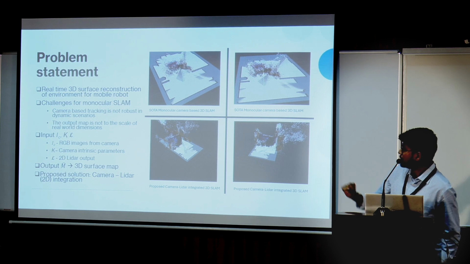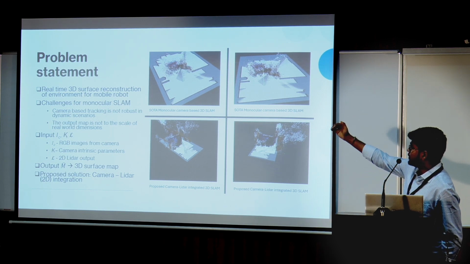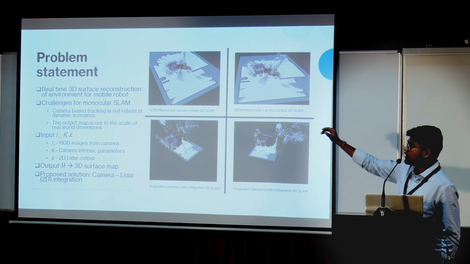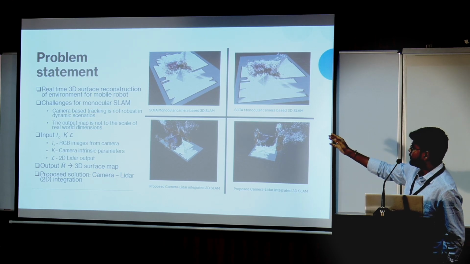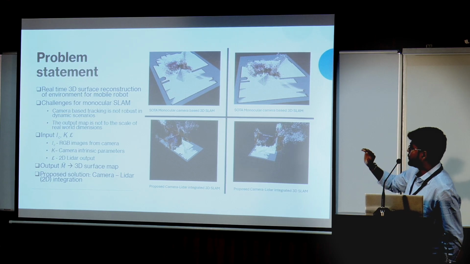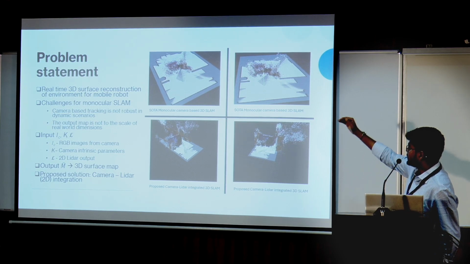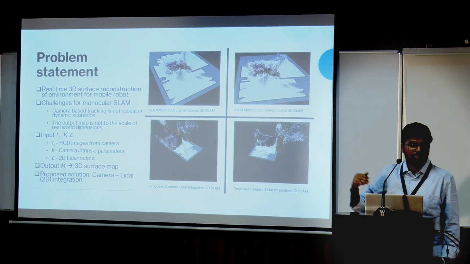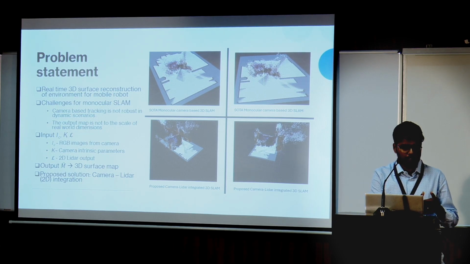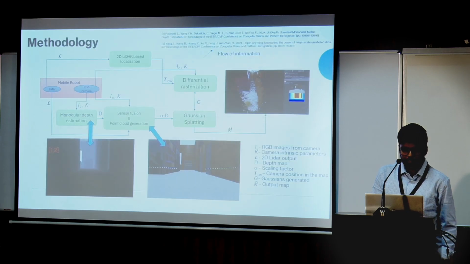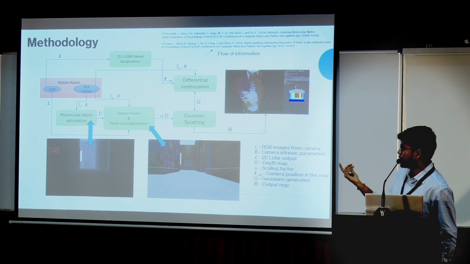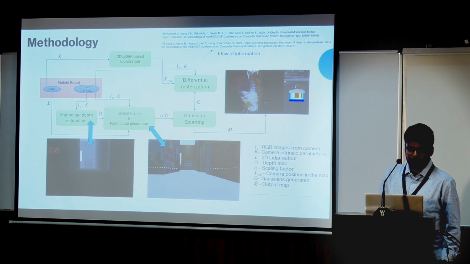Because of this, as you can see, the real scale is the LiDAR map that is towards the end. But in the existing state-of-the-art Gaussian splatting based approaches, you can see they're not coming to the scale and the trajectory is not exactly aligning with the real world. So this is one challenge when we use mobile robots. So what is the solution? Here is the solution we have proposed.